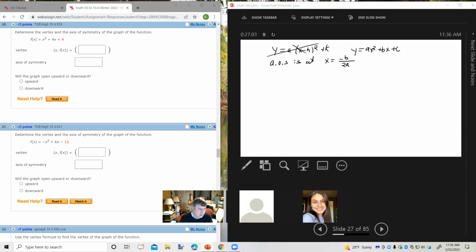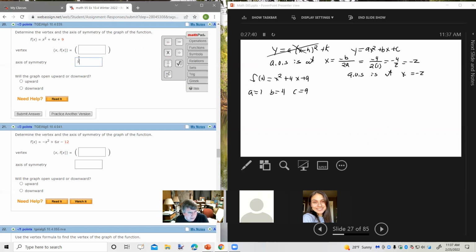All right. Now, our actual problem, f of x equals x squared plus 4x plus 9. A is 1, b is 4, and c is 9. So negative b over 2a would be negative 4 over 2 times 1, which is negative 4 over 2, or negative 2. So the axis of symmetry is at x equals negative 2.